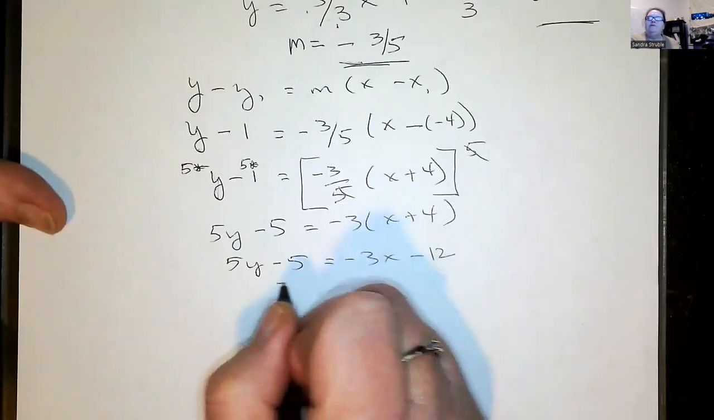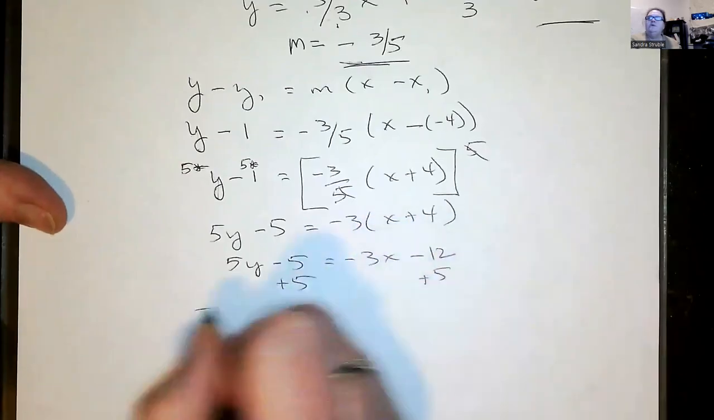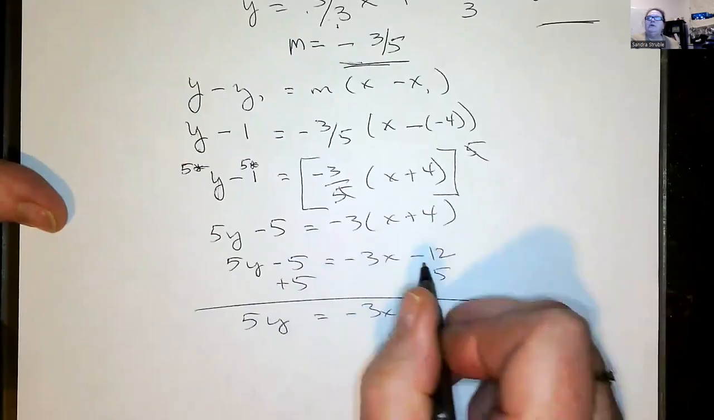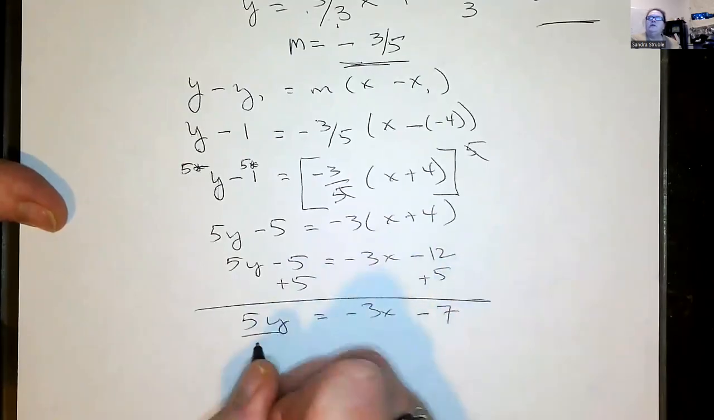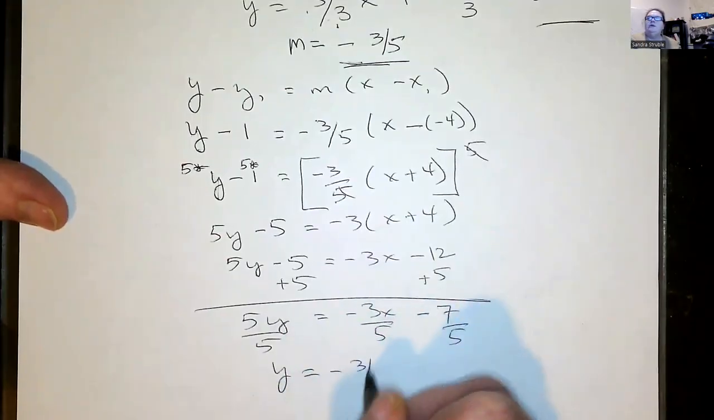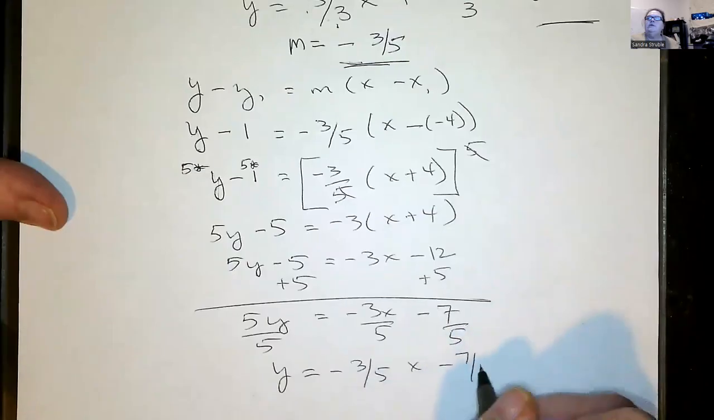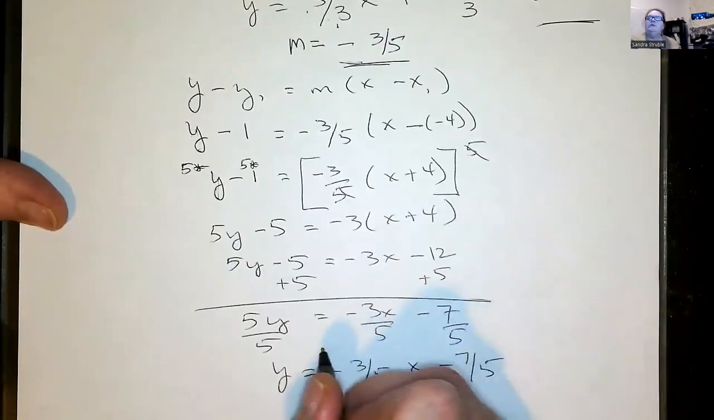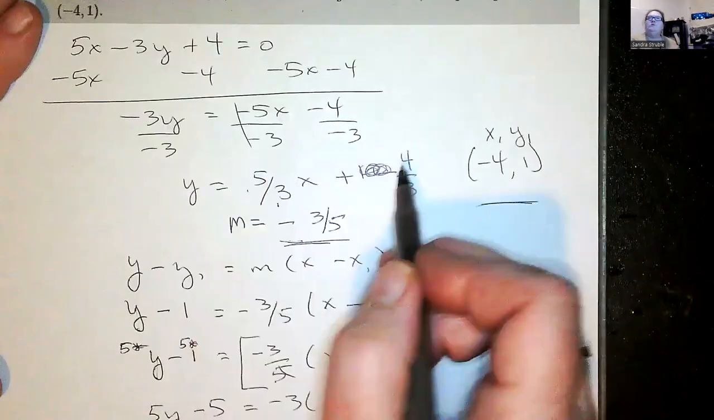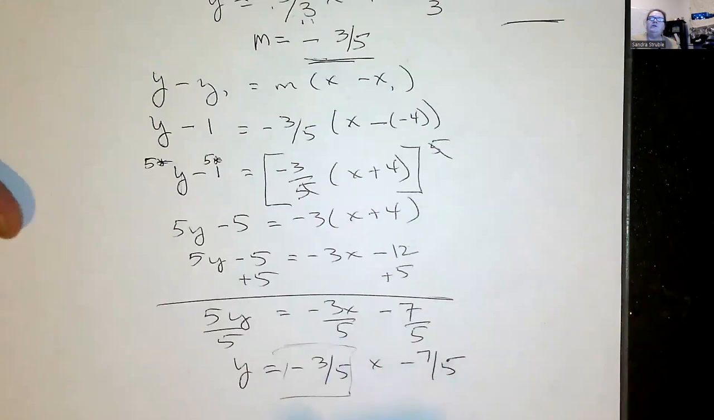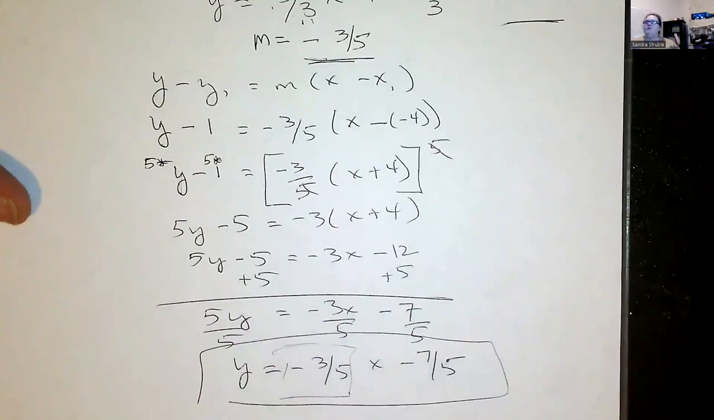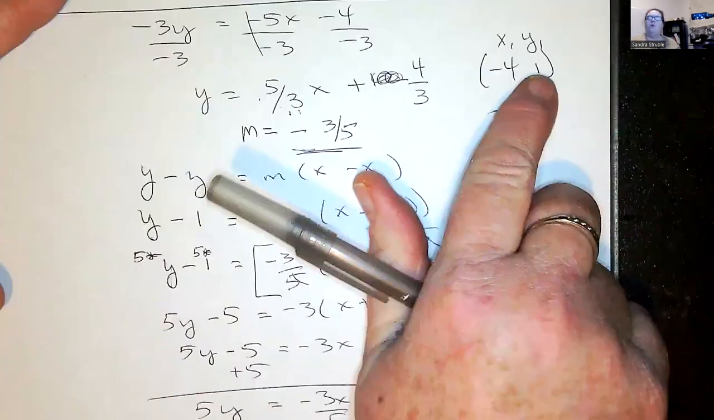Solving for y, I'm going to add 5 to both sides. And I get 5y is equal to negative 3x minus 7. Divide everything by 5. And y equals negative 3/5 x minus 7/5. Let's make sure that this slope right here is the negative reciprocal of the one that we found, which was 5/3. It should be negative 3/5. It is. So this is our new line that is perpendicular to the one that was given us through the point (negative 4, 1).